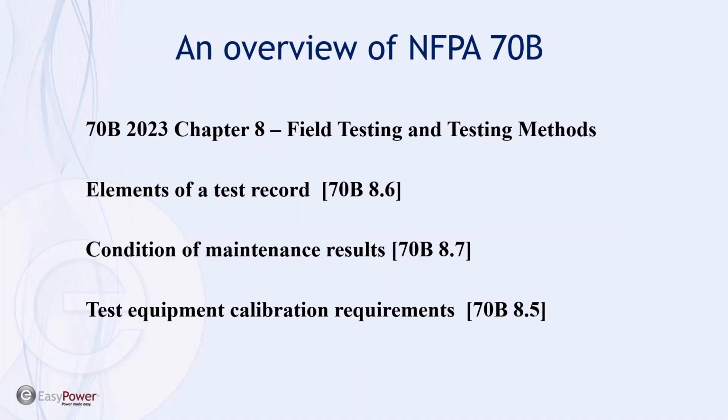Chapter 8 sets us up for understanding the various field testing, test methods, and test forms. Again, we're referencing condition of maintenance results, what are results that should be documented, and then even references that the test equipment being used has its requirements to be properly calibrated and kept current in its performance metrics as well.